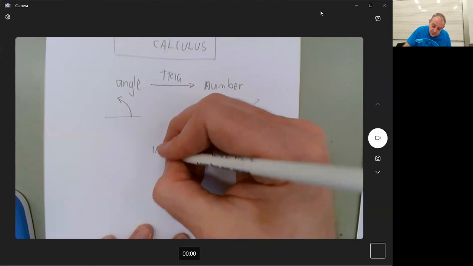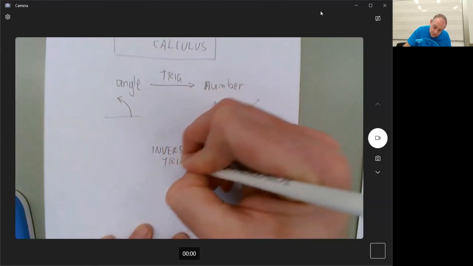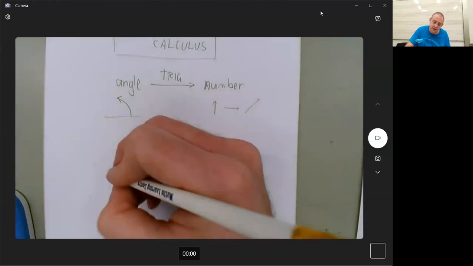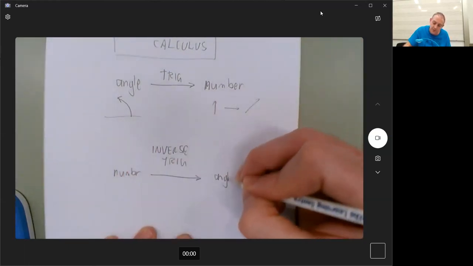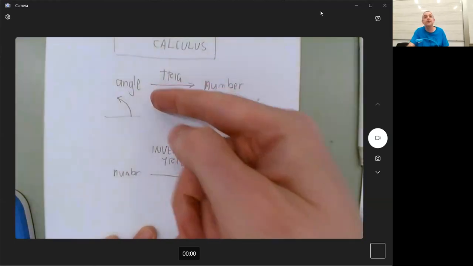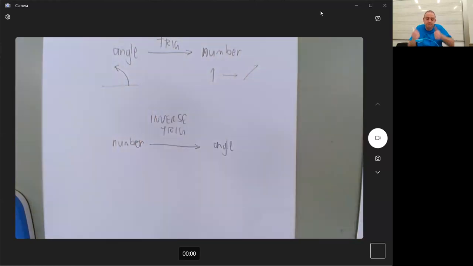Your inverse trig functions go the other way. They take a number and they produce an angle. They go this way. That's the general idea of them.